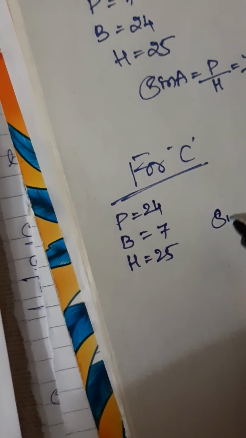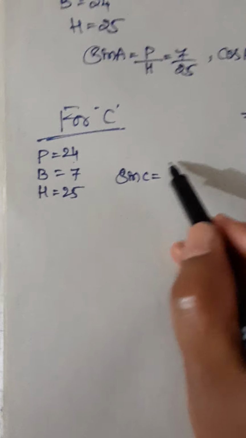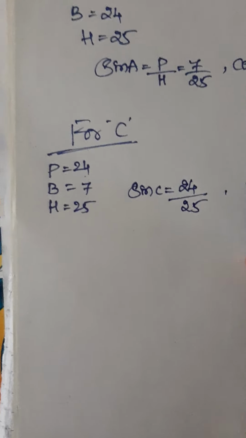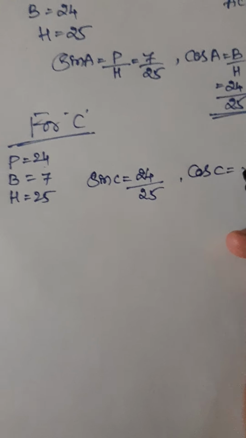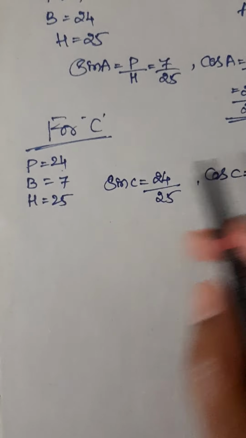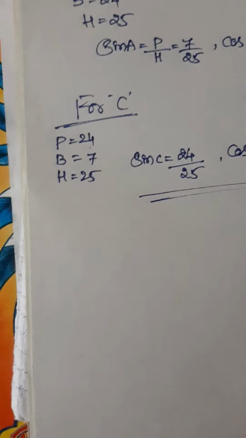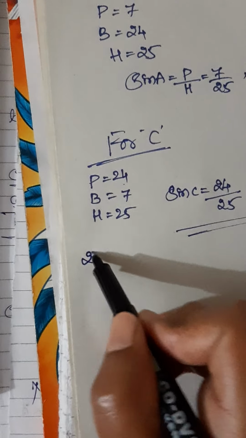And again in this, sin C is equal to P by H, that is perpendicular by hypotenuse. Perpendicular is 24 and hypotenuse is 25. Again cos C, that is B by H, B is 7 and H is 25. This is our answer. Okay, now let's see our second question.